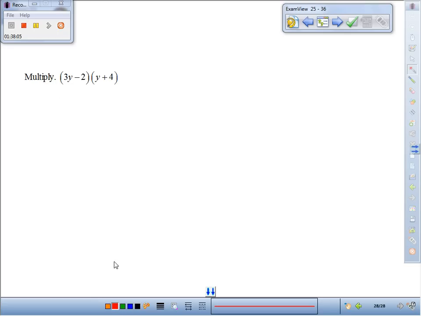Multiply. Okay, let's do this one together. 3y minus 2. Write that down, please. Times y plus 4. Once again, let's use the distributive property. Let's start with the first term. 3y times y is 3y squared. 3y times 4 is 12y. Go to the second term. Negative 2 times y is negative 2y. Negative 2 times 4 is negative 8.